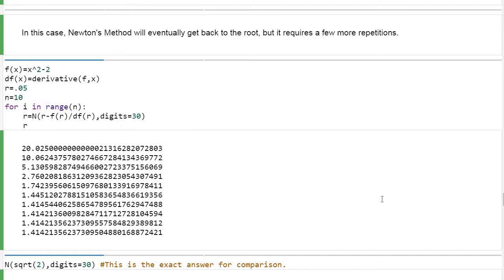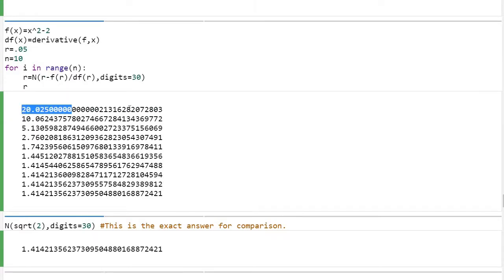Now, Newton's method will get back to the right answer. It's just going to take a little longer. In the last example, after 5 repetitions, we were already there. Here it takes a little more. So here's my first estimate, which is terrible, and it slowly works its way back. If I make a new tangent line at 20, then it crosses the axis at 10. And if I make a new tangent line at 10, it crosses the axis at 5, and then 2, and so on. And eventually you get down.